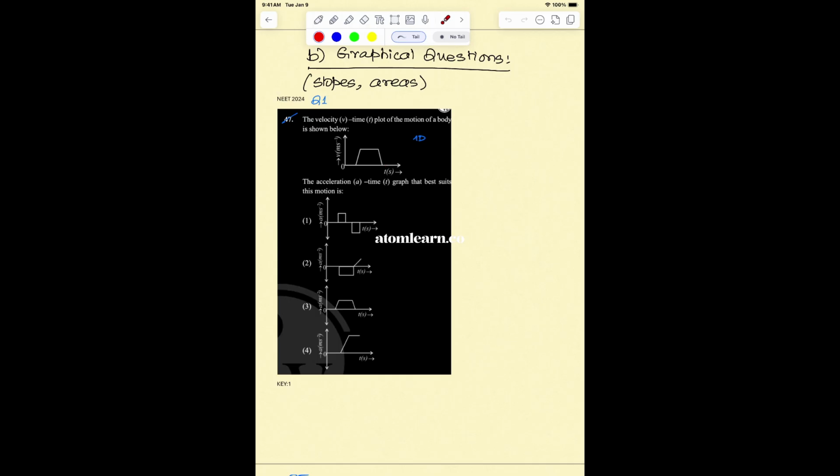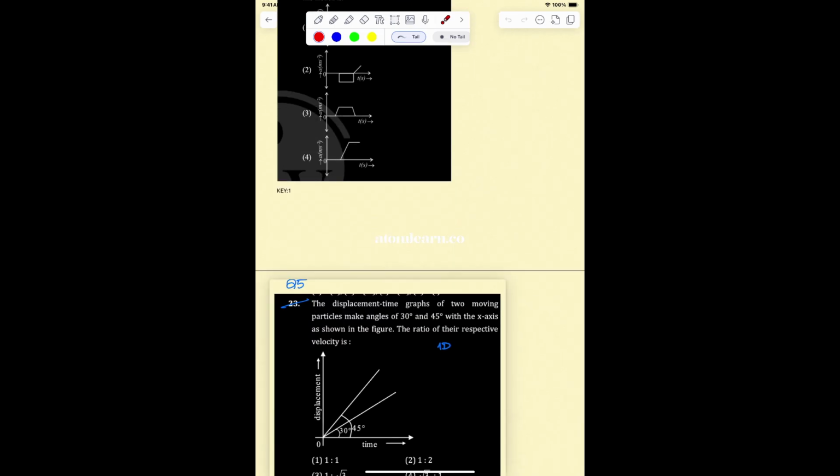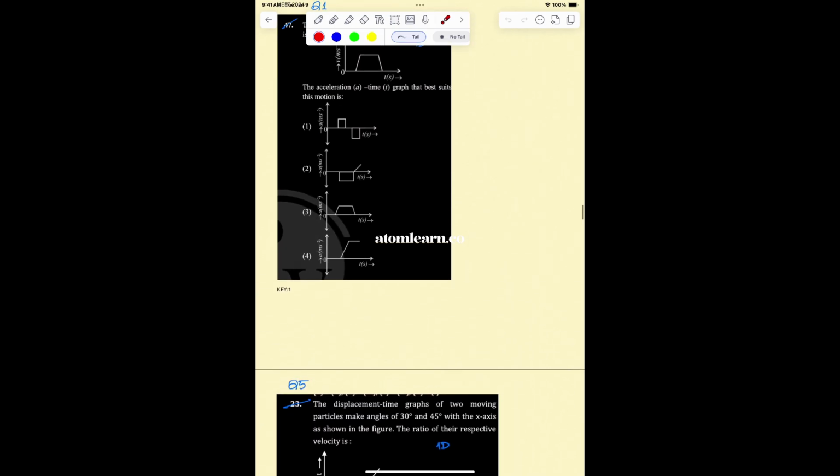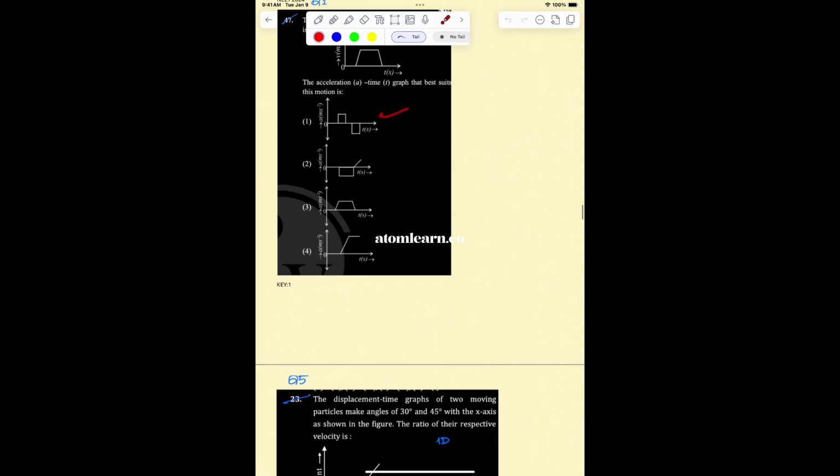The slope is constant for a straight line. Therefore, acceleration is positive and constant for the first part, acceleration is 0 for the second part, and acceleration is constant and negative for the third part. This is what you must look for. Obviously, this looks like option 1. Acceleration is constant positive, then it is 0, then it is negative. Therefore, this must be the correct answer.